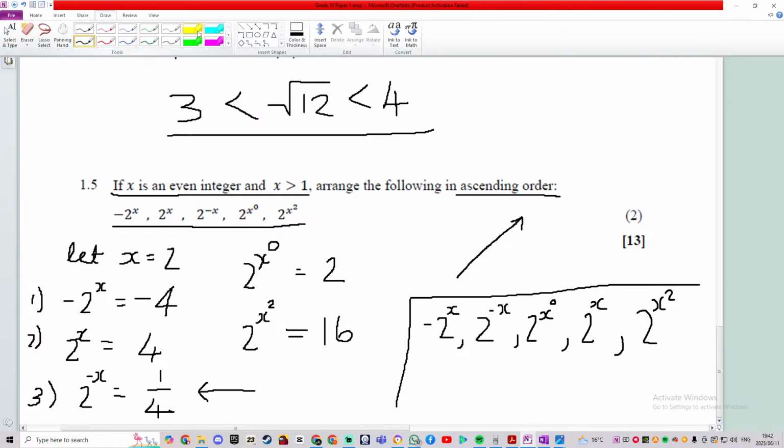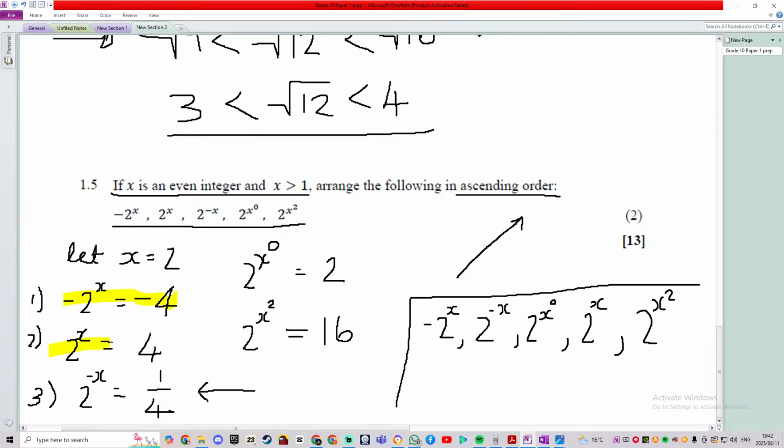So here's all my, this is what I'm looking at. After I substituted 2 into each of them with the x, you can see which one is the smallest by looking at what answer you're getting. When I substituted 2 into this first one, I got negative 4, and that's the smallest one. I substituted 2 into all of them, and this is my order here. Ascending, smallest to the biggest.